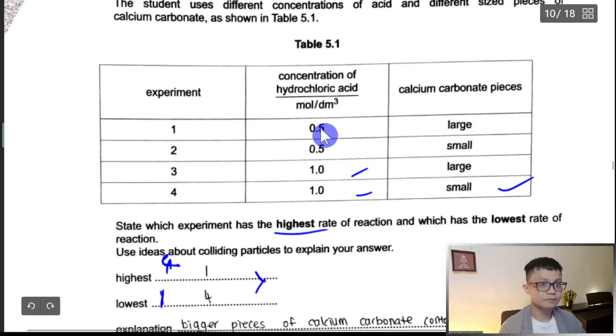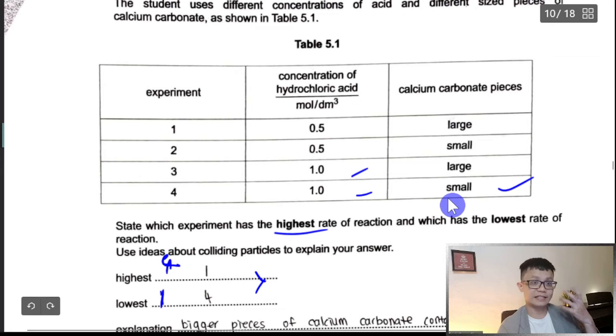Yeah, so it will be this one, because 4 will be the highest because it has the smallest particle, and the lowest will be the largest particle with the lowest concentration, so it will be 1. And then of course, because the student is wrong here, automatically down here you will get wrong: "bigger piece of calcium contain more particle to collide." No lah, no. Smaller pieces of calcium carbonate contain more surface area for the particle to collide.